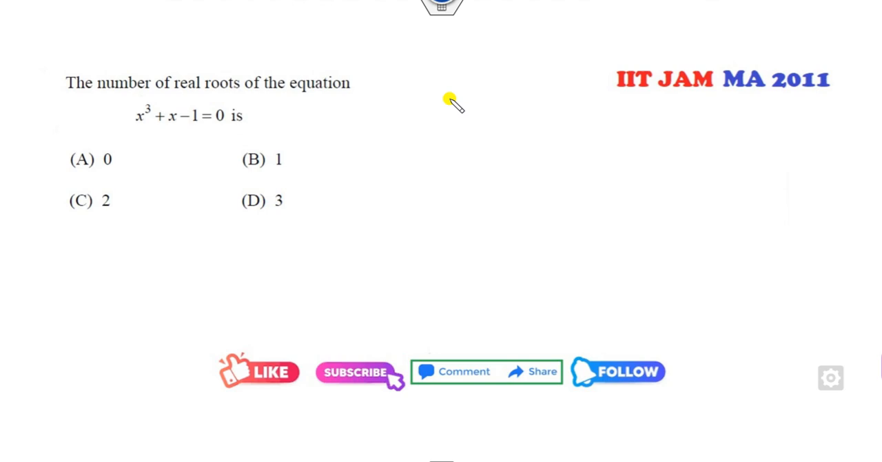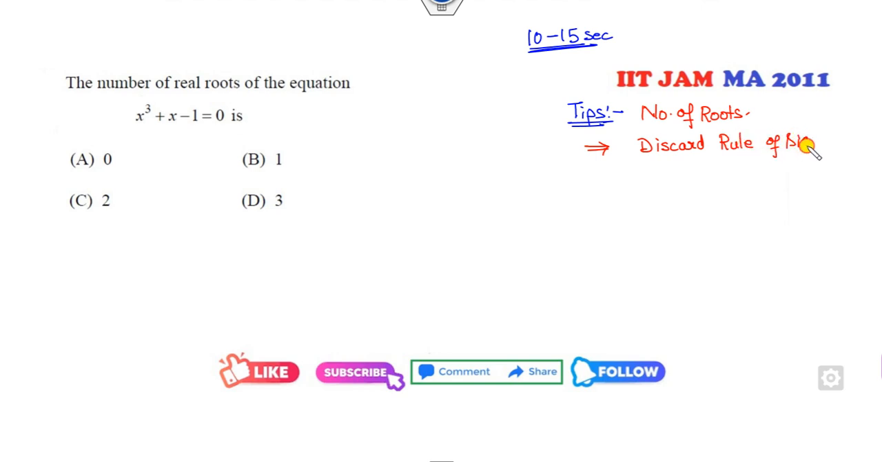Now, let's start with this question. Remember that I will give you several tips in this lecture so that you can solve each question in a 10 to 15 second time period. Number one tip: whenever you are talking about the number of roots, always apply the Descartes rule of signs.